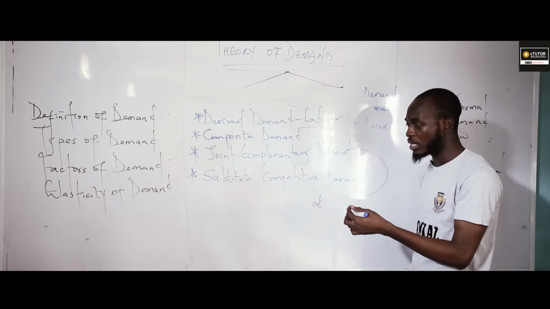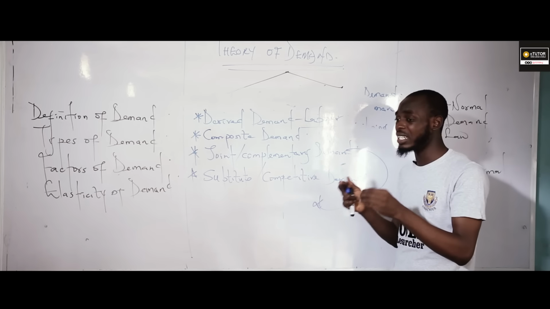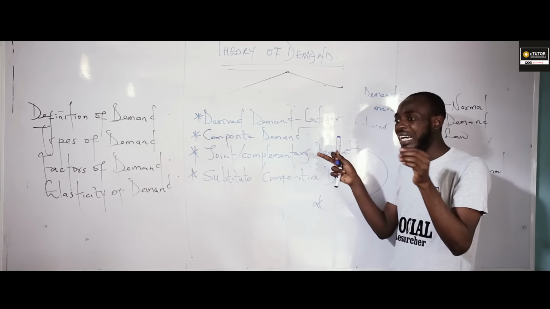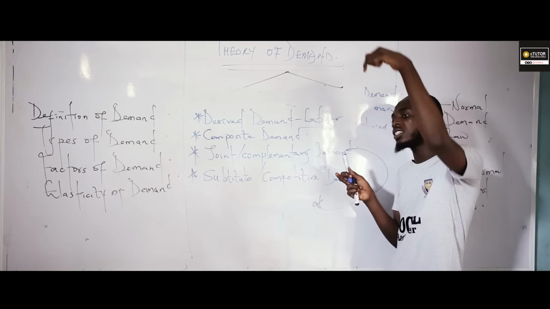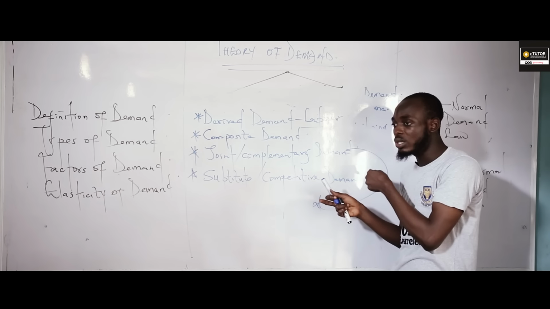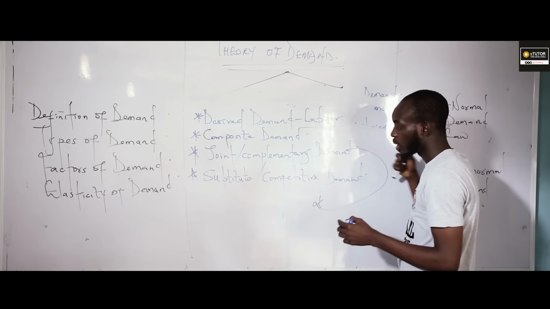Let me say it again. Joint or complementary demand is a type of demand in which they cannot be used without one another, or an increase in price of one commodity will reduce the quantity demanded of another. For example, now let's look at it.